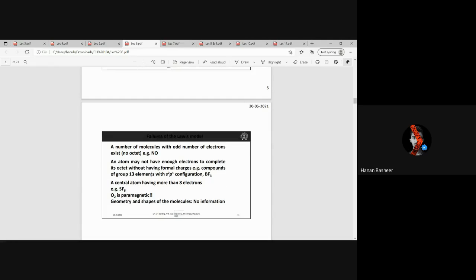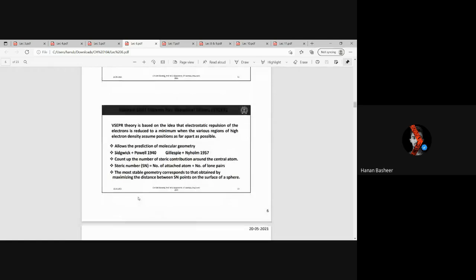There are molecules with an odd number of electrons, so no octet. For example, nitrogen oxide has an odd number of electrons, because it cannot complete its octet. Then BF3 as well, and a central atom with more than an octet of electrons, which is SF6. So these are the cases when the octet rule is not obeyed, and O2 is paramagnetic. And about the geometry and shapes of molecules, we have no information from Lewis structures.